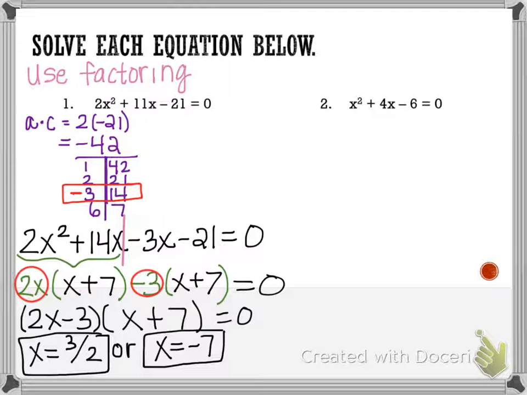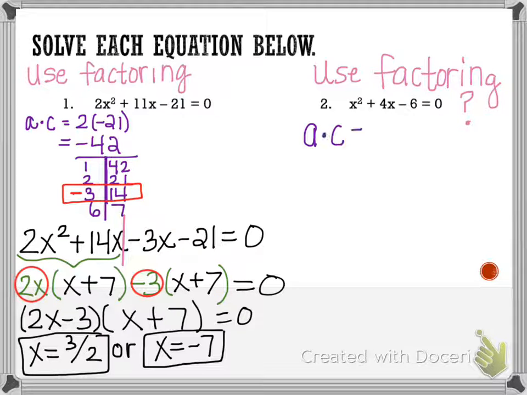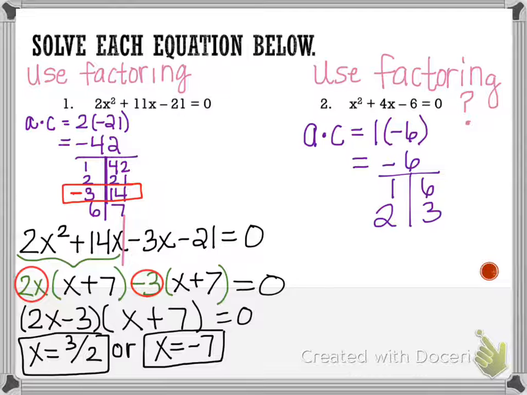Let's take a look at number 2. I also want to try to use factoring for number 2, but I'm going to put a question mark there, because if you're already looking at the problem, you might wonder how we're going to use factoring. If I do the AC method, I'm doing 1 times negative 6, and then I need factors of negative 6 that add up to 4. I don't really see any possibilities here.